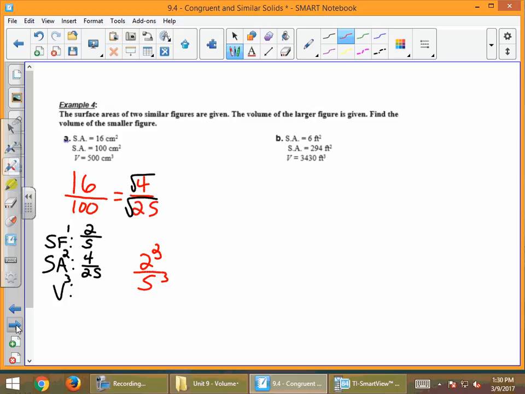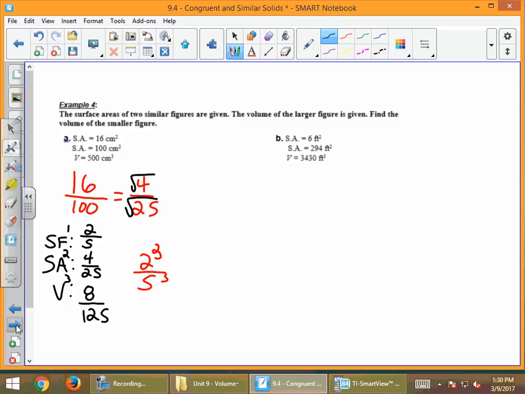What's 2 cubed? 2 times 2 times 2 is 8. What is 5 cubed? 125. We already found that, so it's nice. You need all of these ratios to move on to the next thing. Now, this is where it gets really easy. These are all my ratios. Ratio scale factor, surface area, and volume. First power, second power, third power. Easy.